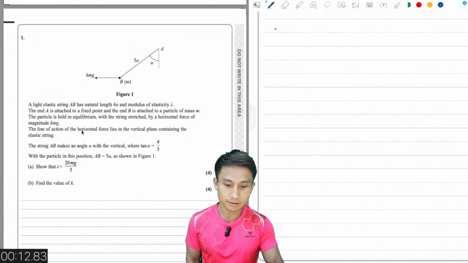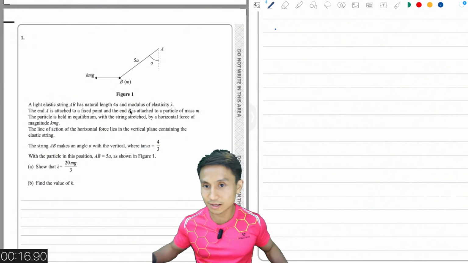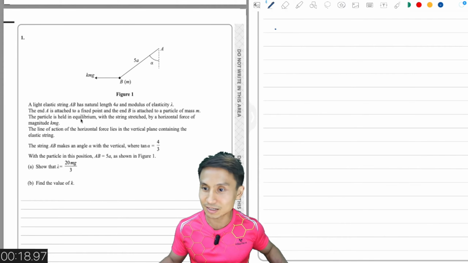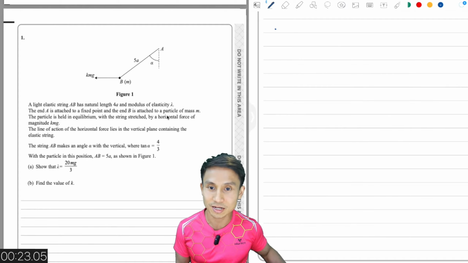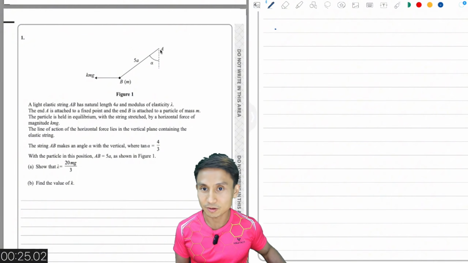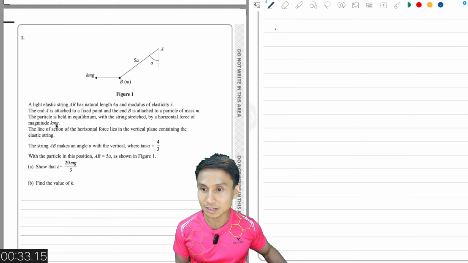Question 1. A light elastic string AB has natural length 4a and modulus of elasticity lambda. The end A is attached to a fixed point, and the end B is attached to a particle of mass m. Okay, so A is fixed here, and this is the particle. The particle is held in equilibrium with the string stretched by a horizontal force of magnitude kmg.